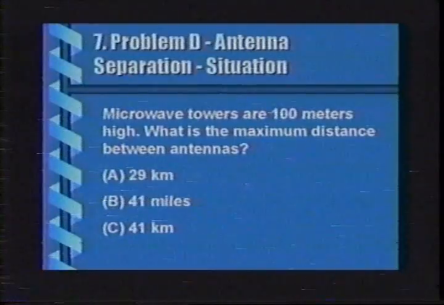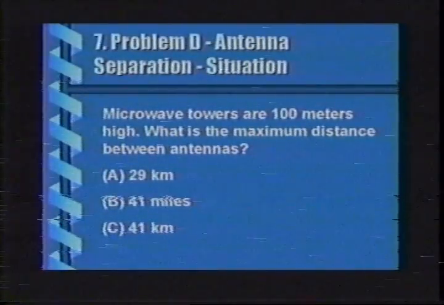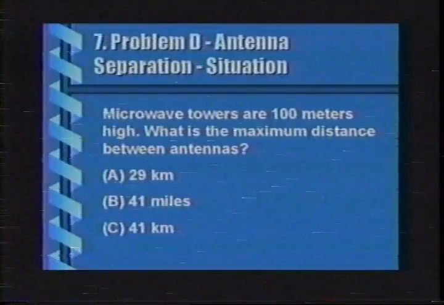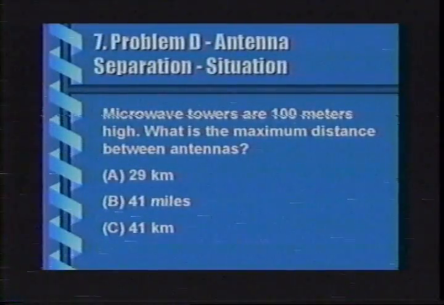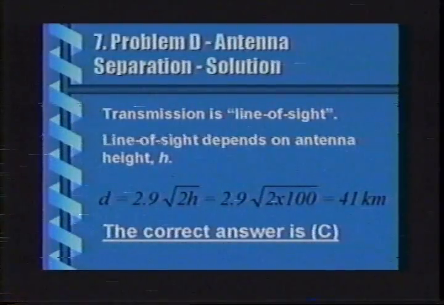The problem states that microwave towers are 100 meters high. It asks you for the maximum distance between antennas. What's not stated in the problem is that we're really asking you for a best case situation. You have to assume that there are no obstructions between antennas. Well, the limiting factor in spacing between antennas is the horizon, the curvature of the Earth's surface. We are looking for the line of sight distance between two antennas.